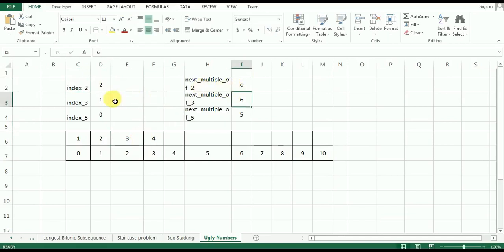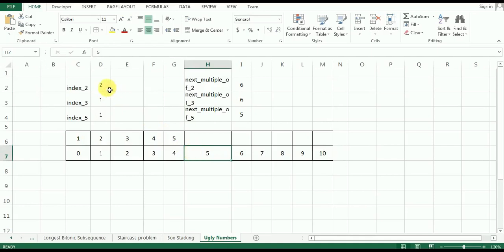Okay, then 3 multiplied by value at index 1, which is 2, so this stays at 6 and this stays as 5. The minimum value out of these 3 is 5. I put 5 over here and we have our count open in the series of 5. So this will be incremented by 1.